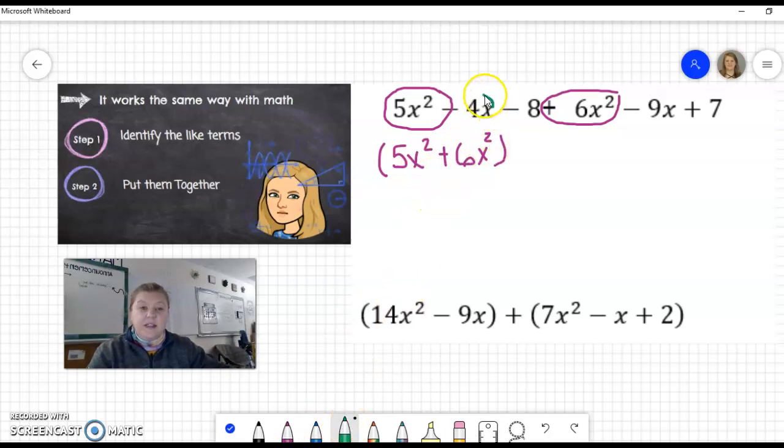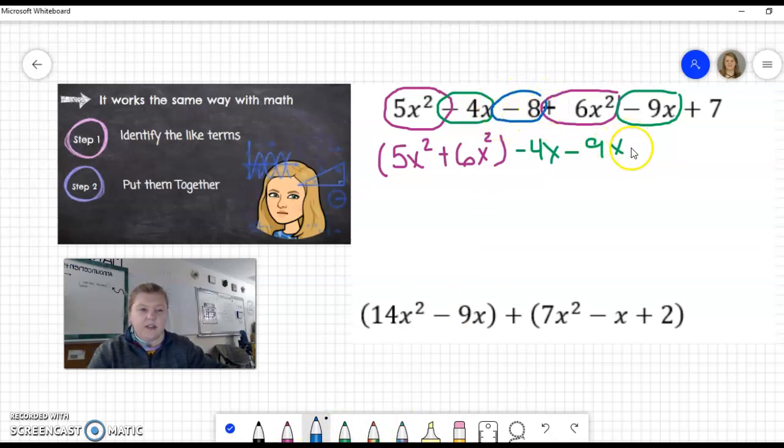Next I have a negative 4x, and I'm looking for anything else that has just a regular x. So here I have a negative 9x. So notice I write minus 9x. And then my last one, I have just a regular negative 8, and then I have a positive 7. So again, the key here is that you're going to take the sign in front of it. That sign comes with it.